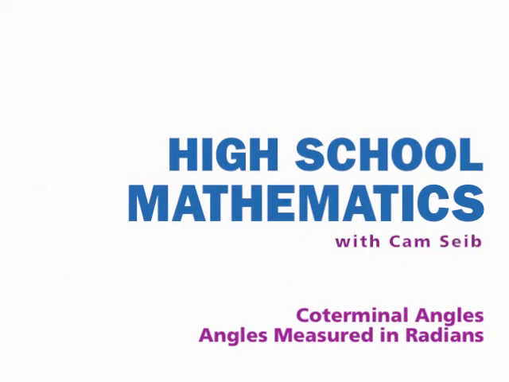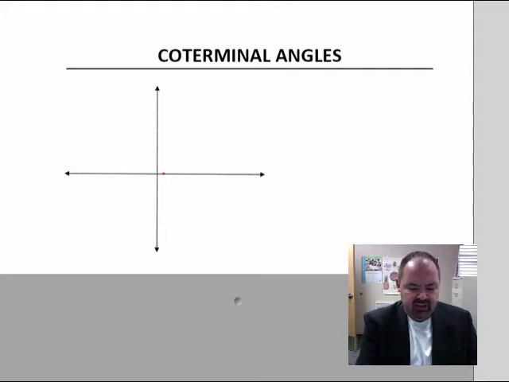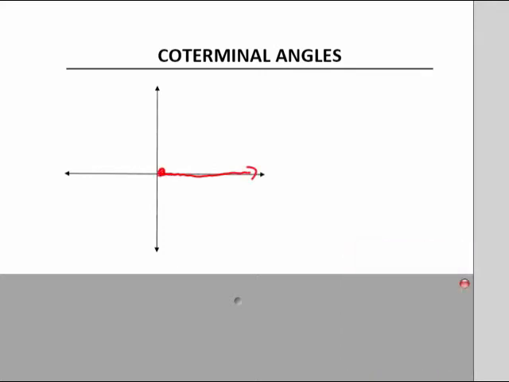Well, we're back to our study of trigonometry, and we're going to introduce two new concepts today. The first one has to do with coterminal angles, and just before we get to that, just a reminder that a standard position angle is an angle in which the initial arm is on the positive x-axis, like that, and the terminal arm is usually somewhere else.